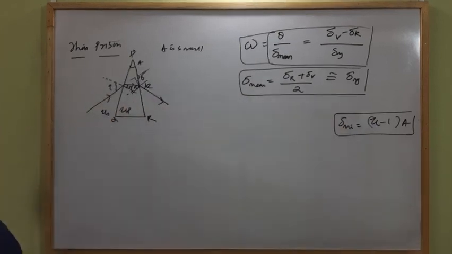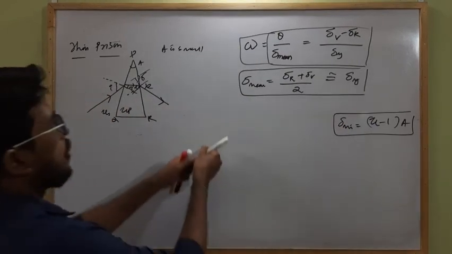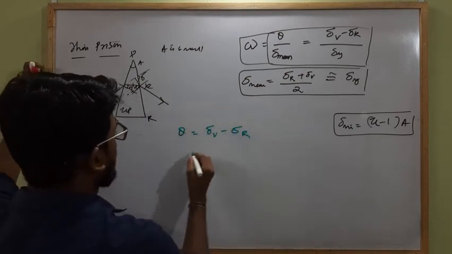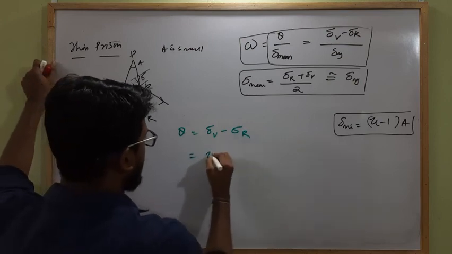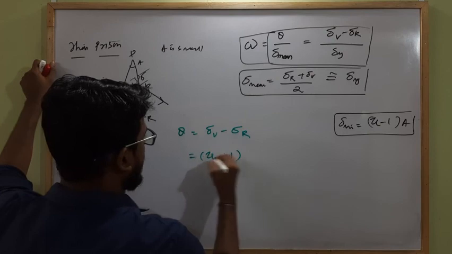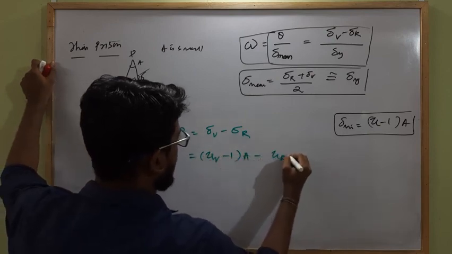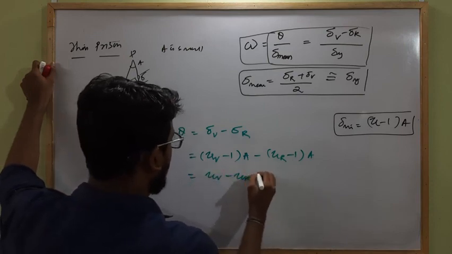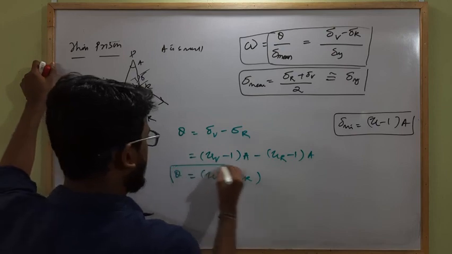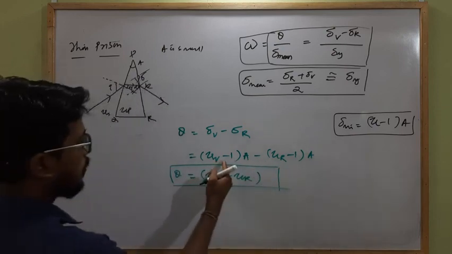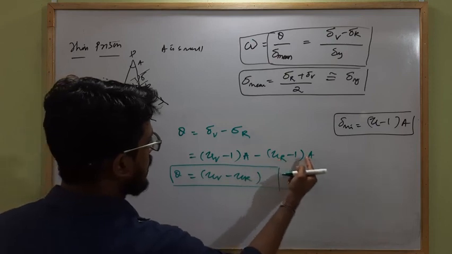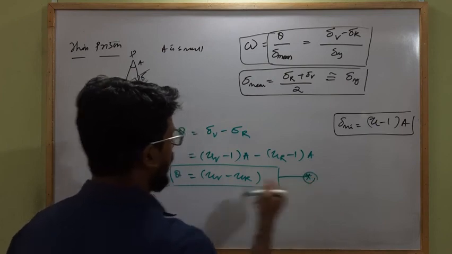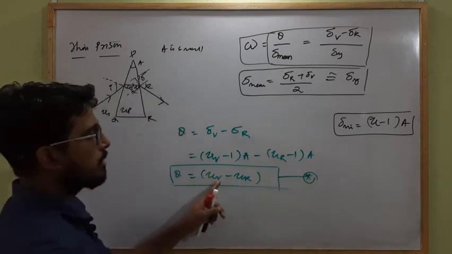So by using this formula I can write theta equal to delta V minus delta R. For the thin prism condition you can write delta V equal to mu for violet minus 1 into A, minus mu for red minus 1 into A. So this will give us mu V minus mu R, which is also equal to theta. The minus A and plus A will get cancelled, so this is mu V minus mu R. This is the condition for angular dispersion in terms of refractive index for violet and red.